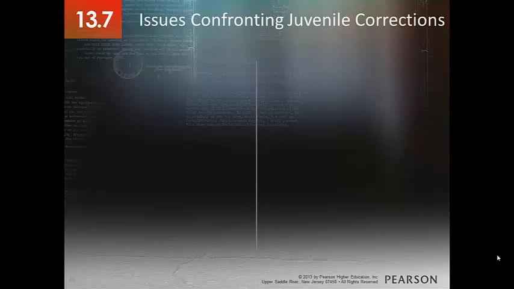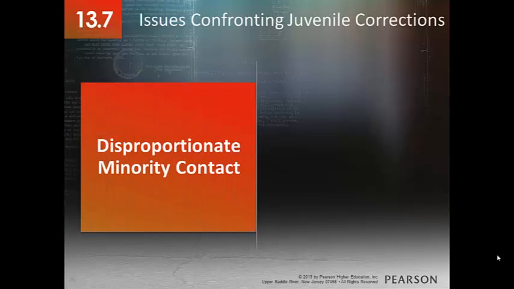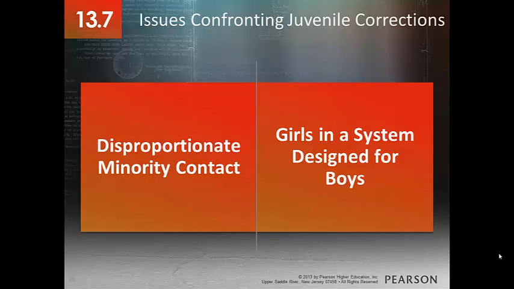Two issues of particular note are the disproportionately high representation of minorities in all aspects of the juvenile system, which is referred to as disproportionate minority contact, especially in residential facilities, and the consequences of applying a system designed for boys to an increasing number of girls. Girls face specific risk factors because of their gender that can derail or delay their healthy development. Girls are 3 times as likely to have experienced abuse.